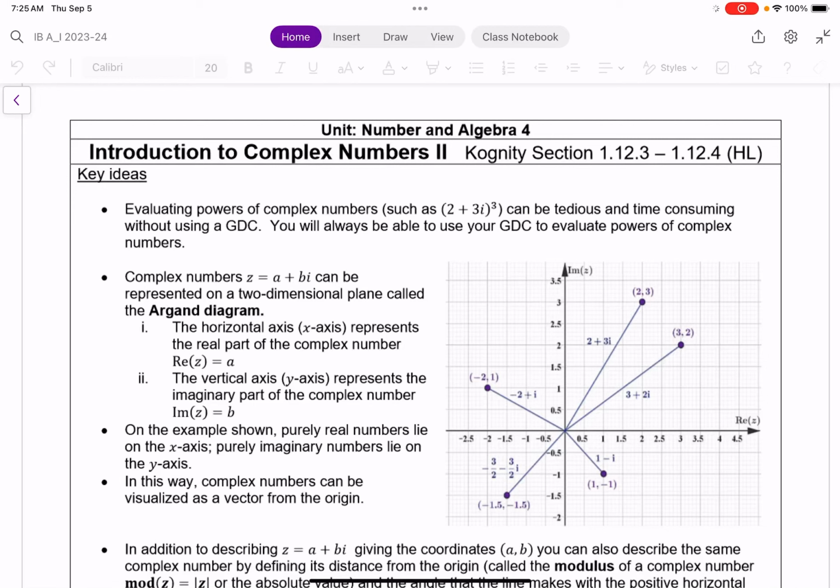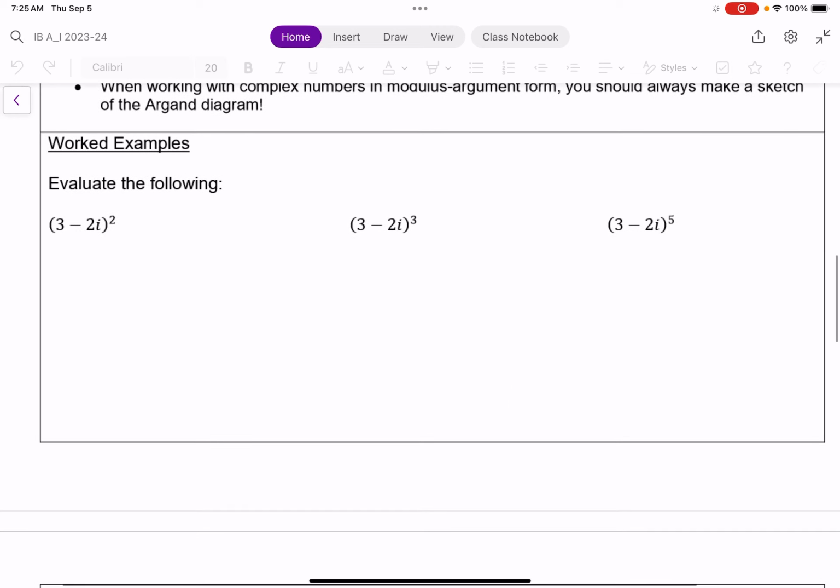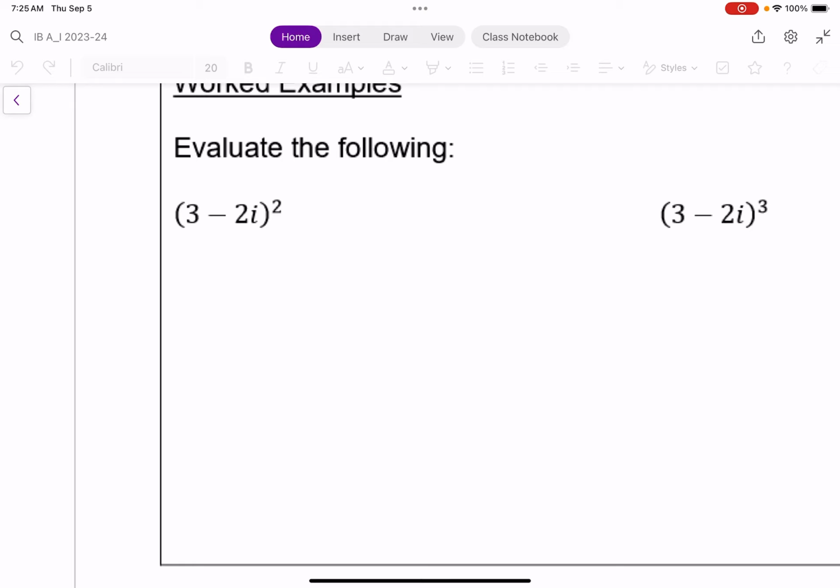All right, so continuing with our introduction to complex numbers, I want to start with looking at how to evaluate expressions such as these with or without our GDC. For example, this first one, (3 minus 2i) squared. We can quite quickly do this without a GDC.